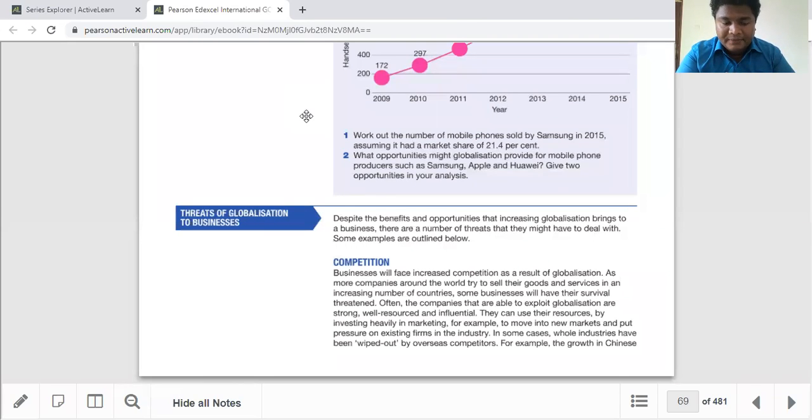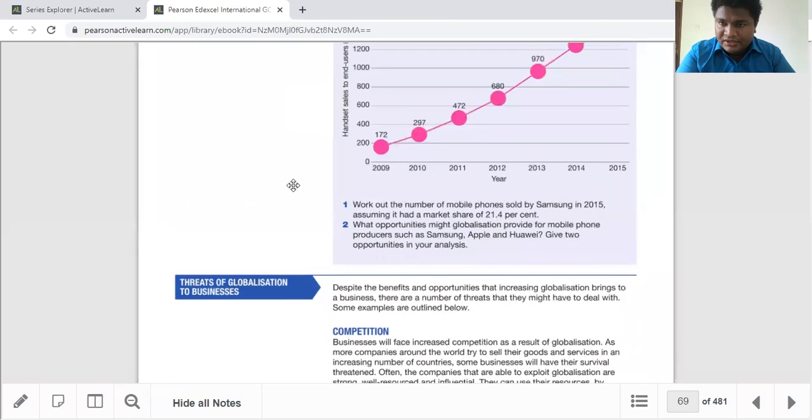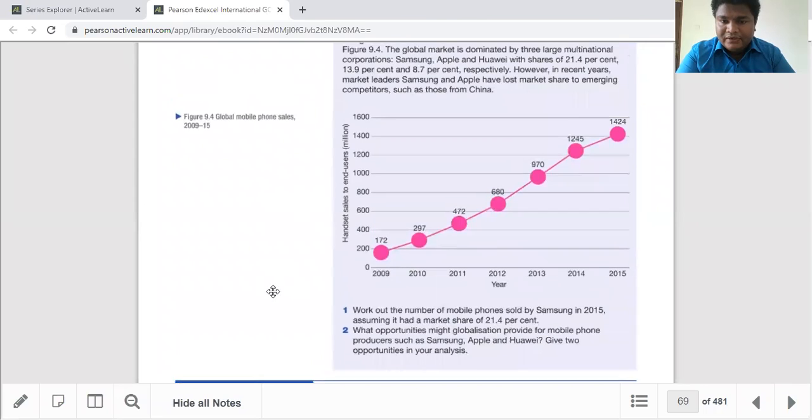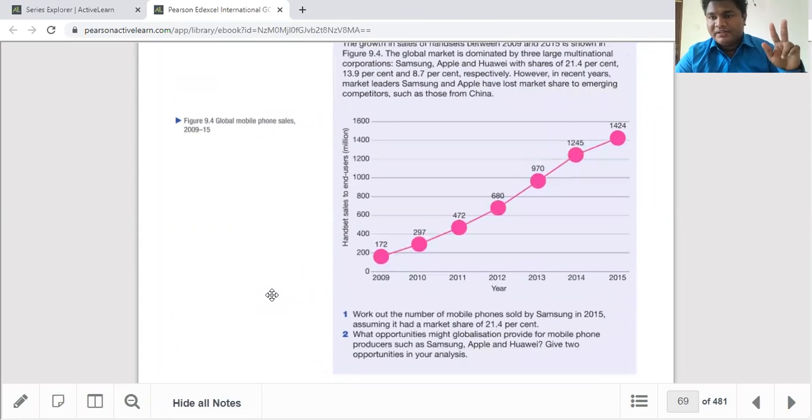This is a very good point from our previous discussion on the opportunities of globalization: tax reductions, cost reductions, labor cost reductions, and a larger market share. When asked to analyze, you must be able to explain and analyze at least two points properly. So what kind of opportunities are there for mobile phone producers such as Samsung, Apple, and Huawei? I'll read a sample answer so you can get some idea.